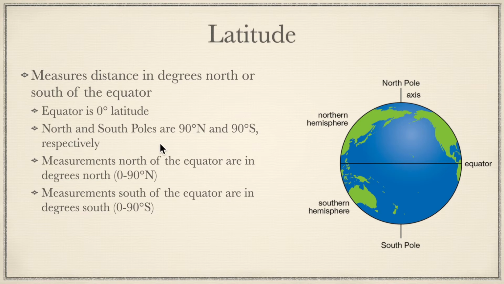So the North and South Poles are 90 degrees north and 90 degrees south, respectively. Measurements north of the equator are in degrees north. So 0 to 90 degrees north is my range of measurements. That is all we can have. It can be somewhere between 0 and 90 degrees north. And really, at 0, you don't say 0 degrees north or south. It's just 0 degrees latitude. Measurements south of the equator are in degrees south, so 0 to 90 degrees south latitude.